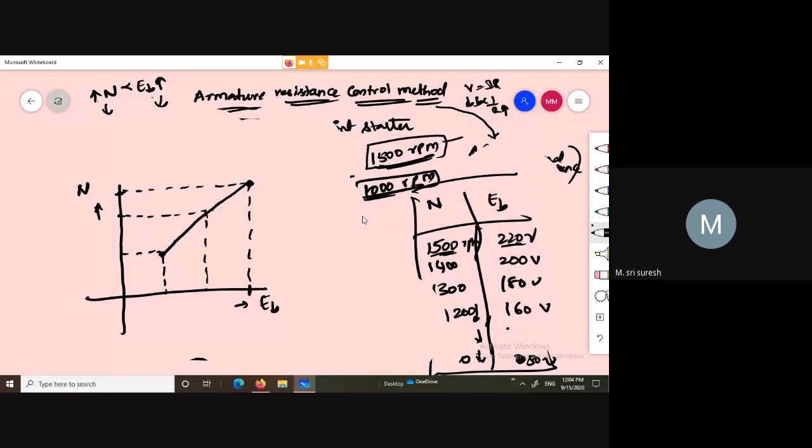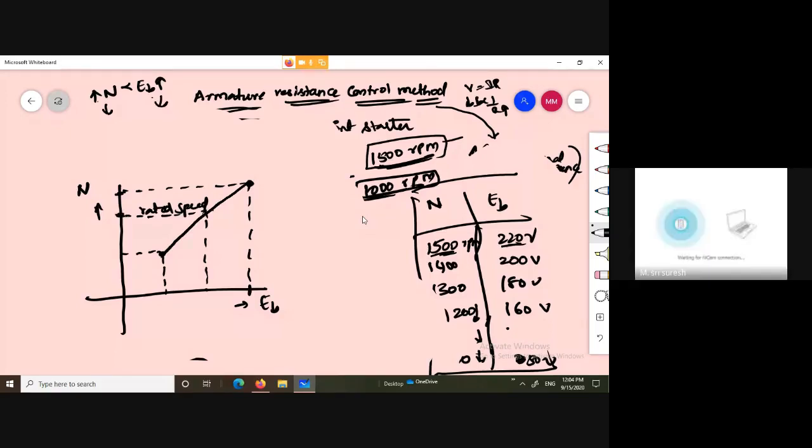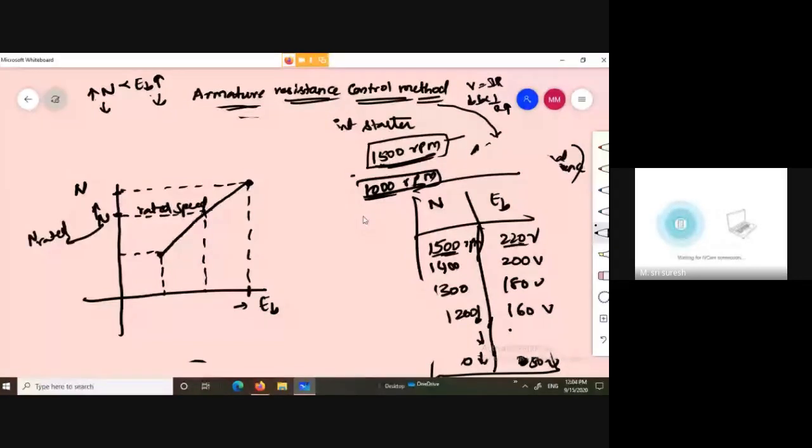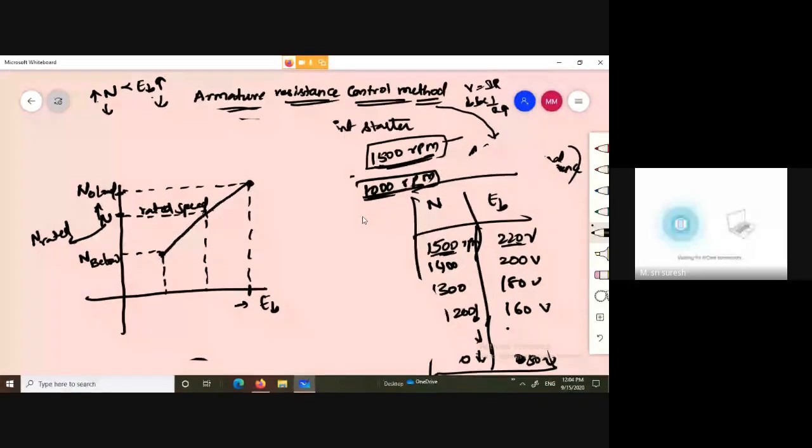At rated speed you are getting N rated value. So we are getting a low value of speed. This is called N below. This is the no load value. Okay, understood? Yes, sir. This is the particular graph of the armature control method.